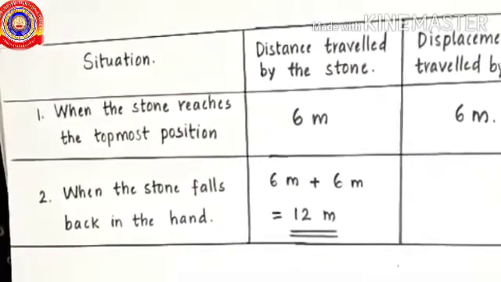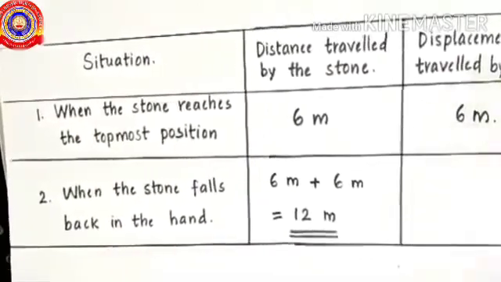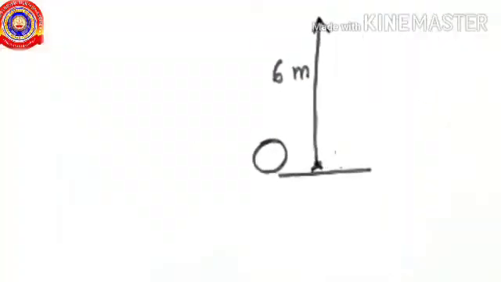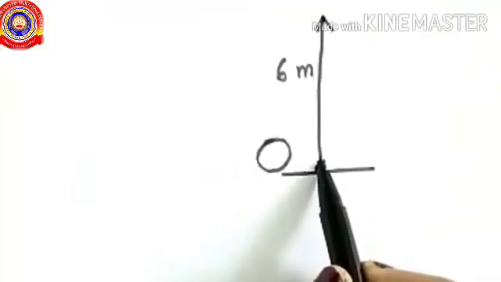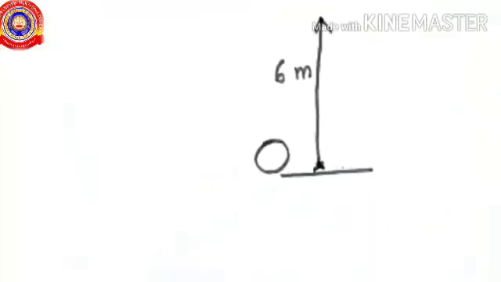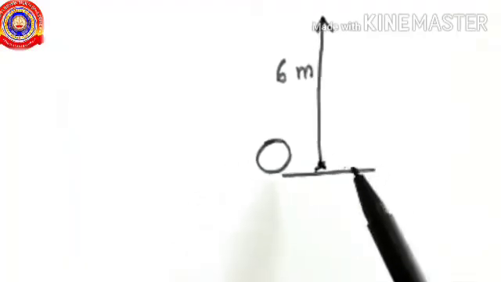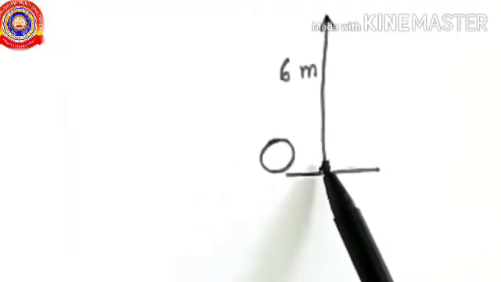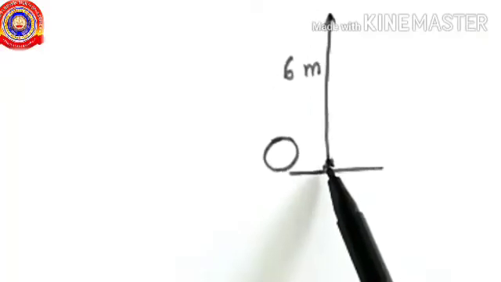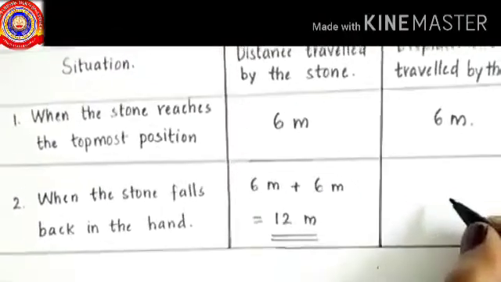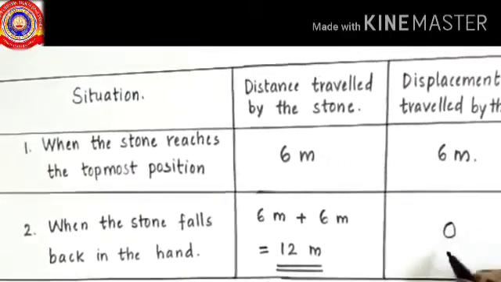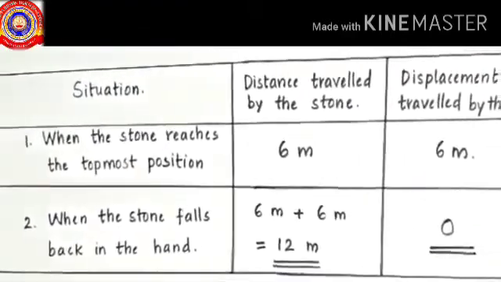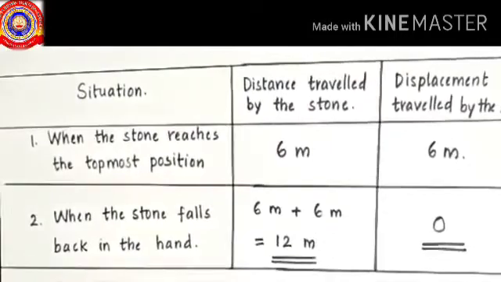And the last one is displacement in this situation. Look at this figure. The stone has finally reached the position where it started. That means the initial point and final point are the same. So the displacement in that instant equals 0.